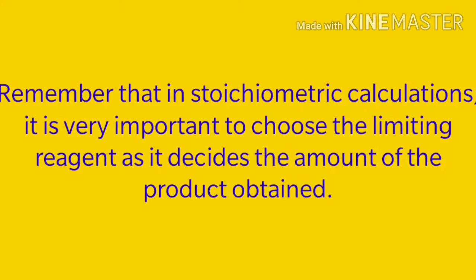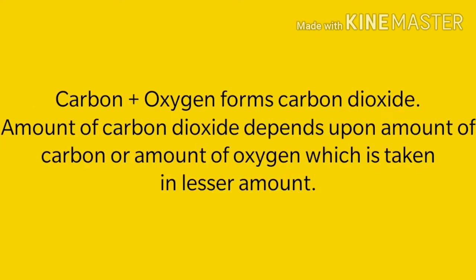Now I am giving a very simple example. Suppose we are burning carbon in air to get carbon dioxide. You have noted down this reaction so many times in class 10th. When carbon is burnt, carbon dioxide will form, and the amount of carbon dioxide formed depends upon the amount of carbon burnt or the amount of oxygen which is required for the burning of carbon.